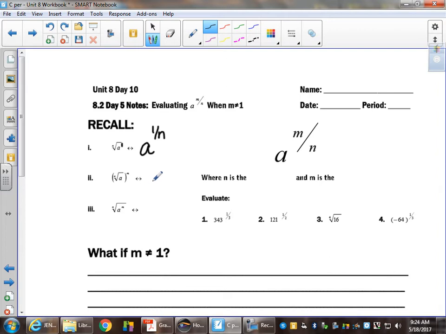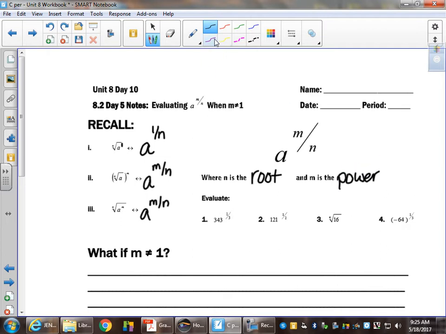Carrying that idea forward, how would you rewrite this one? M divided by n. When we say slash, let's use the word divide. M divided by n, where again, n is the root and m is the power. The third one, what would it still be? Same. Very good. Again, for the third time, where n is the root and m is the power.